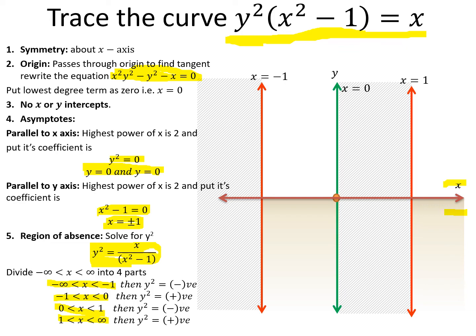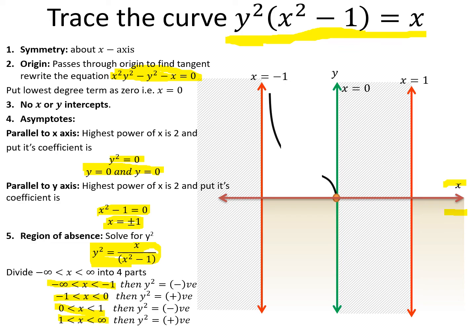So at x equal to 0 your curve will touch the green line, and at x equal to minus 1 your curve will be parallel to the asymptote. So it is like this. Okay. Now we will draw our curve from 1 to infinity.